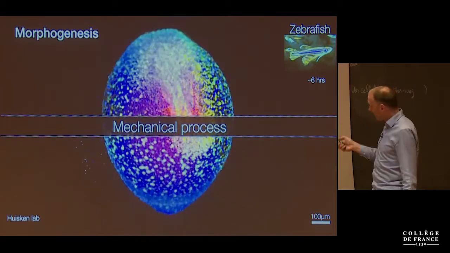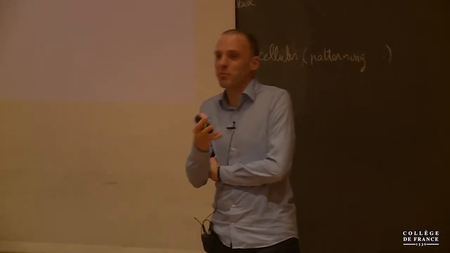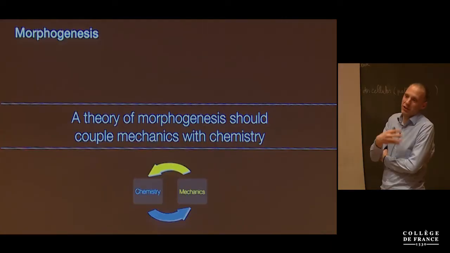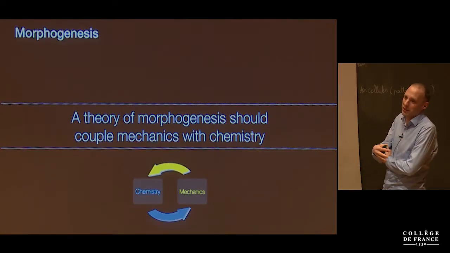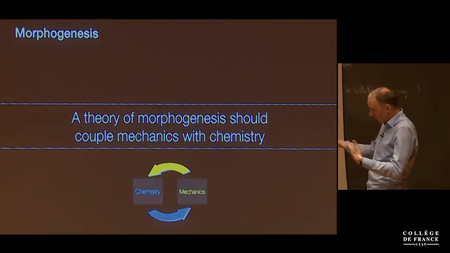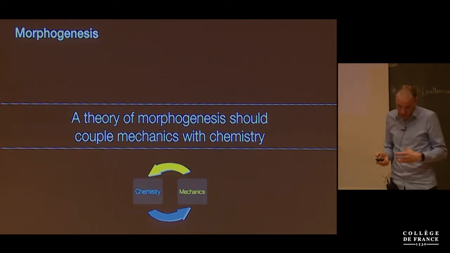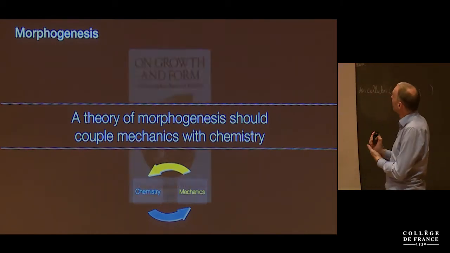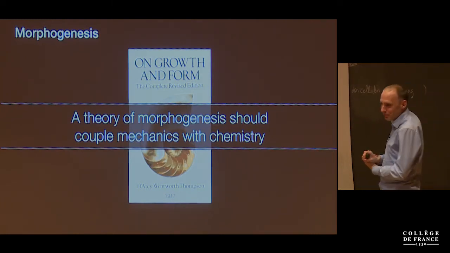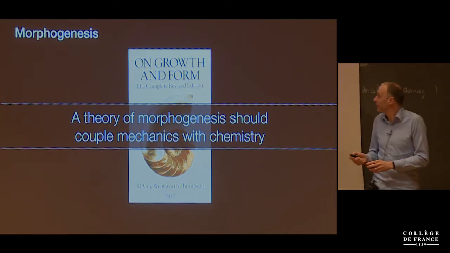Okay, and if we think about morphogenesis, we need to combine these mechanical processes with what I'm going to call the regulatory chemistry, with these biochemical pathways that somehow control maybe the mechanics, but of course this is a two-way feedback system. So in the end, a theory of morphogenesis should combine these two features. And of course, if we look back at the original publication more than 100 years ago, there are many hints of that already present in this masterpiece.